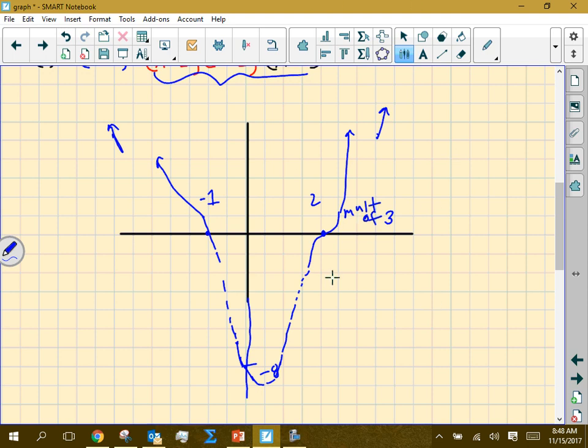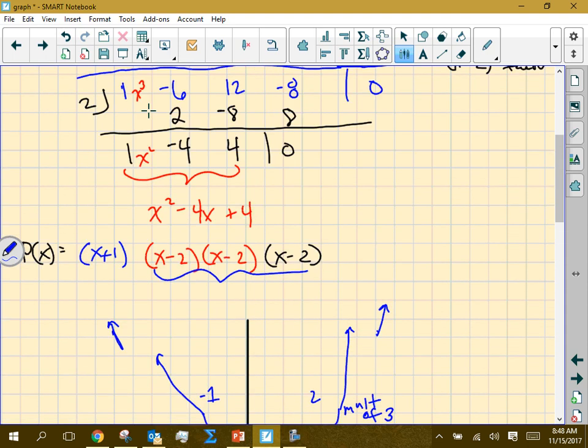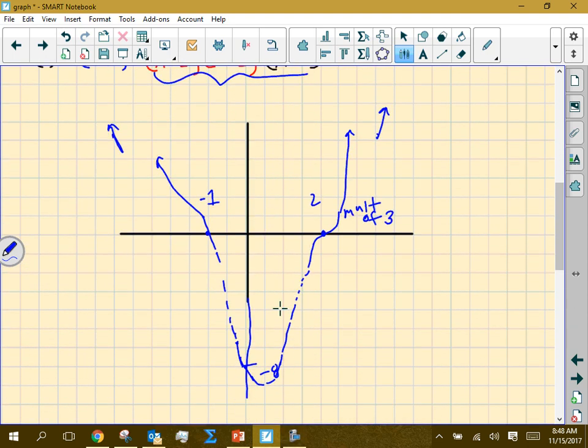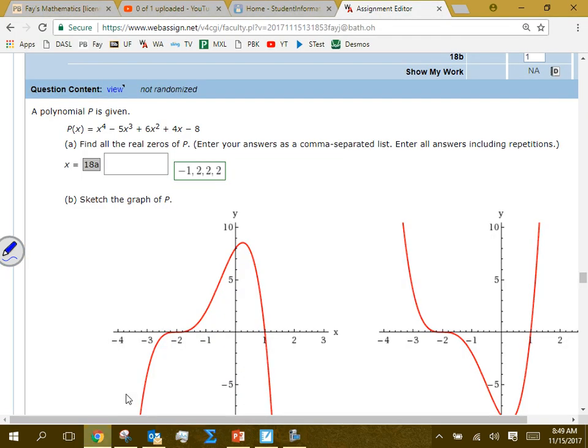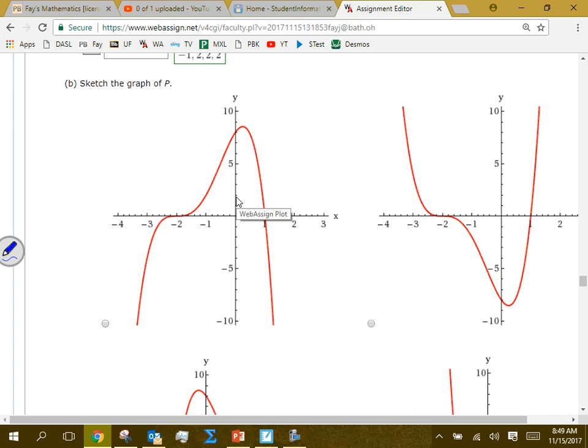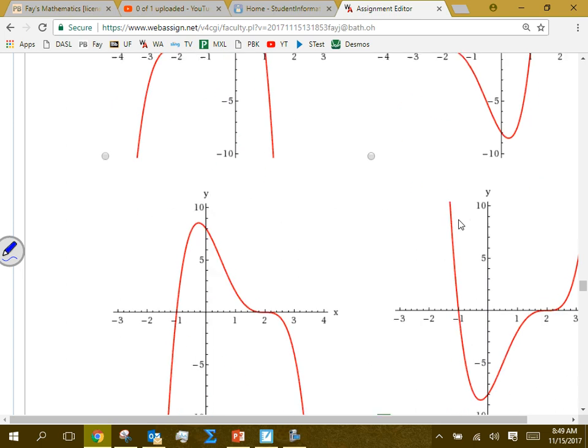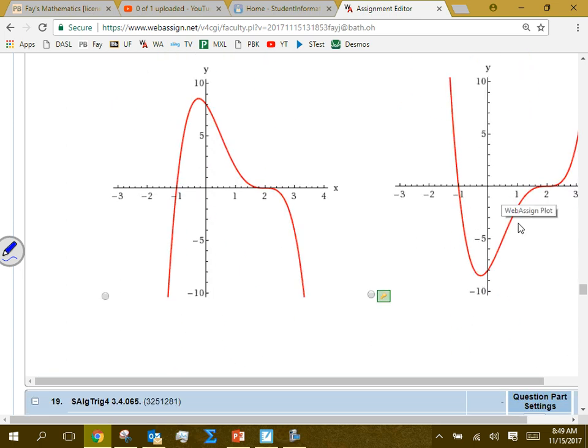We could use some test points if we wanted to. Choose x to be 1, plug that in, and see what you get for your y value, and then you plot that point. But that's kind of the general shape of our graph. So I'm going to go back to WebAssign and say, okay, which one of those looks like that? This one kind of looks that way, right? But it's flipped, isn't it? Okay, so isn't this the one we want?